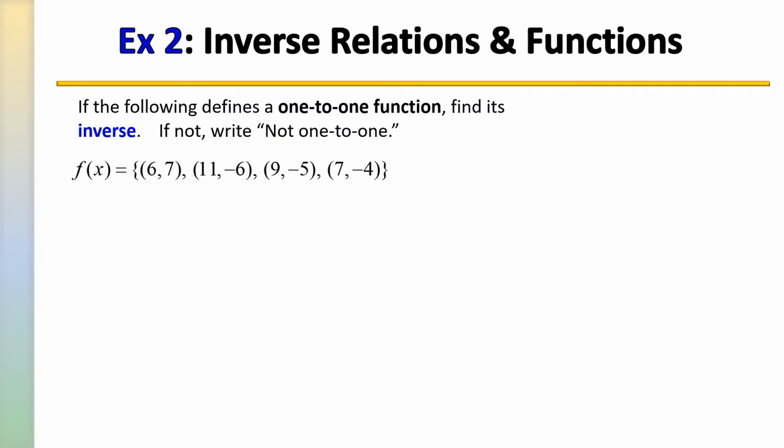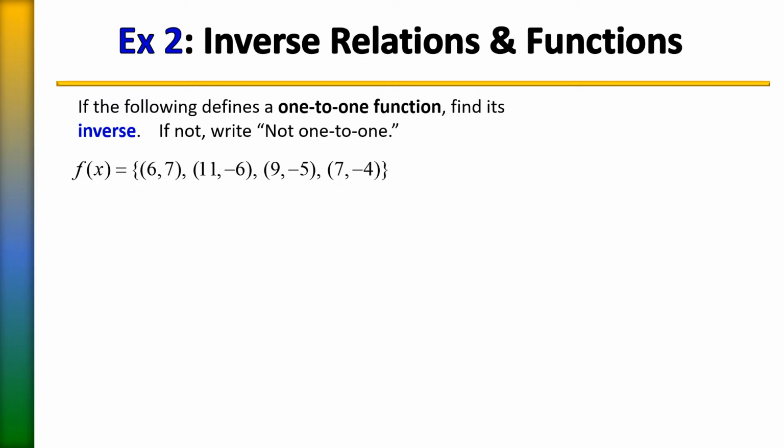If the following defines a one-to-one function, find its inverse. If not, write not one-to-one. So here we're given a relation, a set of ordered pair relations. All we have to do is look at the ordered pairs and recall that you cannot have two or more of the same y value. So let's just first take a look at our y values.